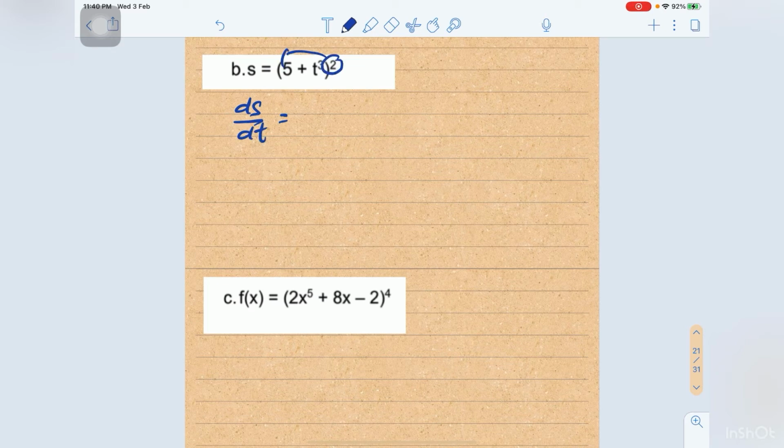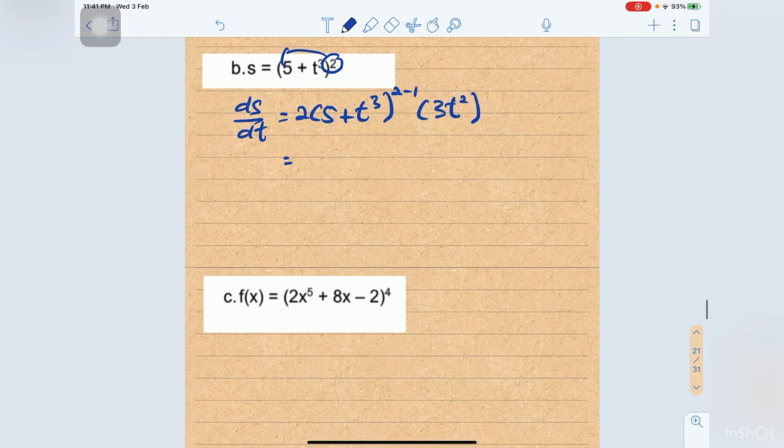Here, 2(5 + t³) to the power of 2 minus 1. Differentiate the function in the bracket. Differentiate 5 is 0. Differentiate t³ is 3t². Then we simplify, we get 6t²(5 + t³) to the power of 1.